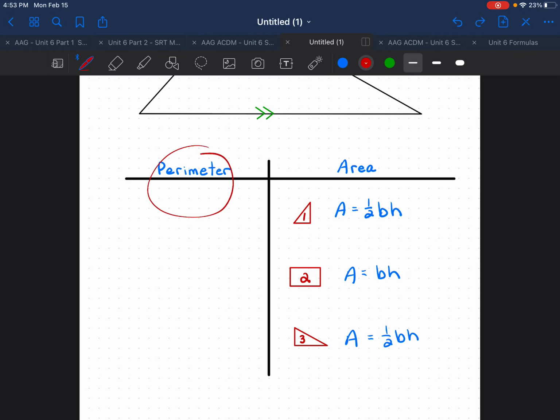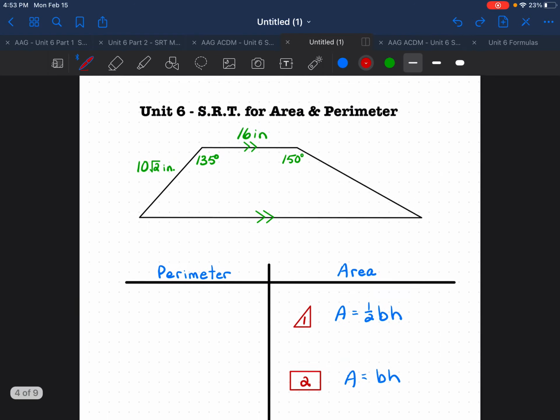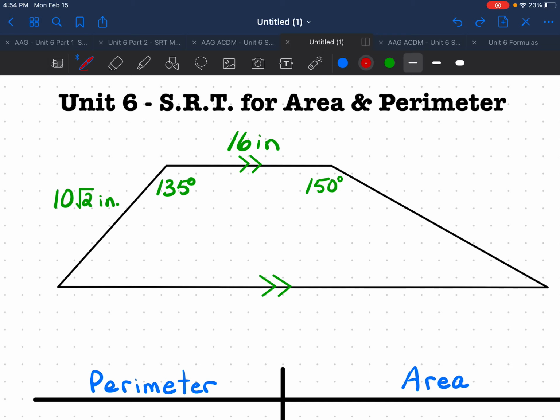As usual, perimeter is going to be the sum of our side lengths. All right, let's see what happens here. Just to remind you, we talked about this in the last couple of videos. These angles here are going to be same side interior, same thing on the other side, right? So same side interior angles are supplementary. The supplementary angle to 135 is going to be 45. We like that number. And the supplementary angle to 150 is going to be 30 degrees here. So we also like that as well.